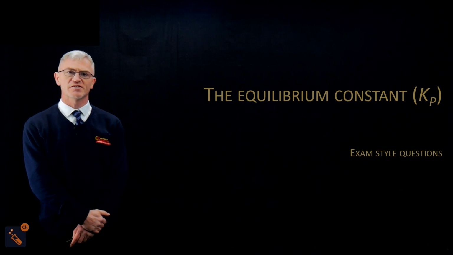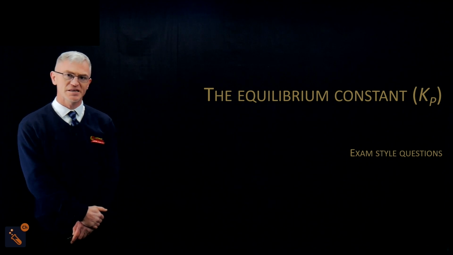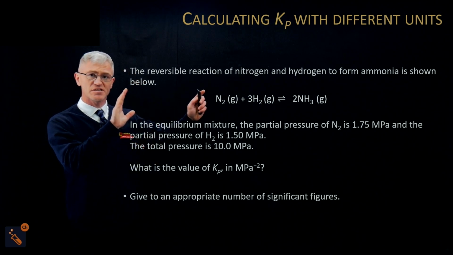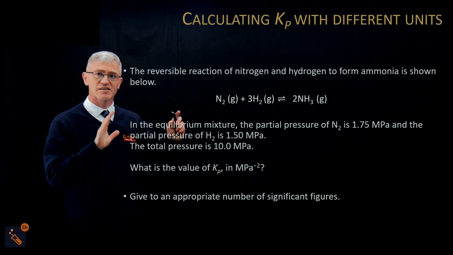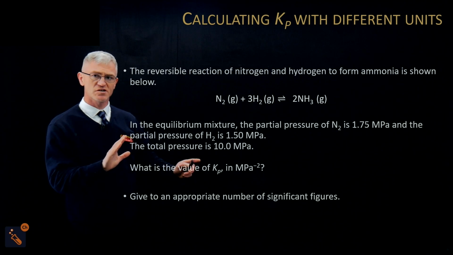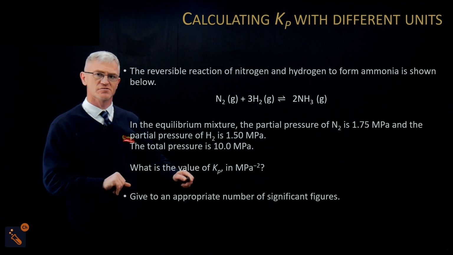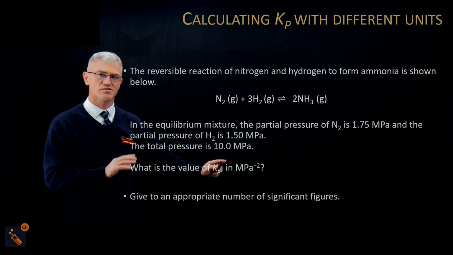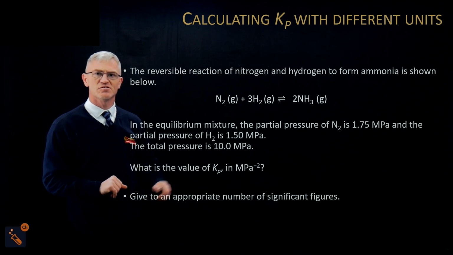In this video, we're going to talk about the equilibrium constant Kp and the exam style questions. So here you have a Haber process, and you've been given the partial pressures of H2 and N2. Also the total pressure of 10 megapascals. Now this is a different unit to what you normally have, so basically they create the unit for Kp from those units. So it's Kp megapascals to the -2.